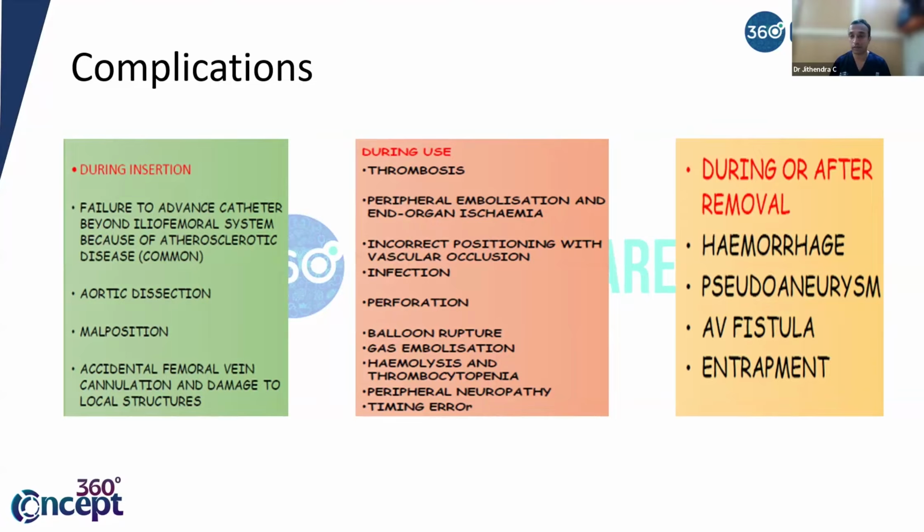After removal, what can happen? Obviously you punctured a big vessel, removed a big catheter, so there is risk of bleeding. So complete occlusion, 20 minutes. Pseudoaneurysm can happen, fistula can happen. Sometimes your balloon can get entrapped. You kept the balloon for a longer time, some calcification has happened, so there is already a calcified vessel. So some thrombosis can happen, atherosclerosis can happen. That can trap the balloon. That is also a very, very rare complication, but that can happen.